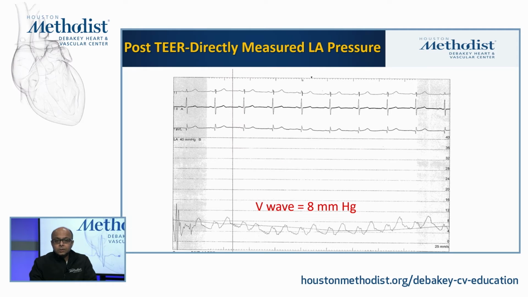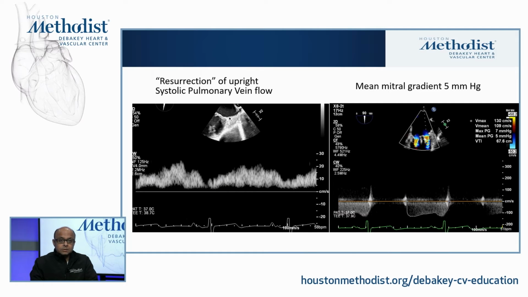And after we deployed those 2 clips, we again checked the left atrial pressure, and you can see a remarkable reduction in the V wave pressure in the left atrium down to 8 millimeters of mercury, with a mean left atrial pressure of about 6 millimeters of mercury. And this is very, very nice and very gratifying to see. When we see this, we know this patient is going to clinically feel a whole lot better, and she did. Next day, she was walking in the hallways and really noticed an immediate improvement in her symptoms.